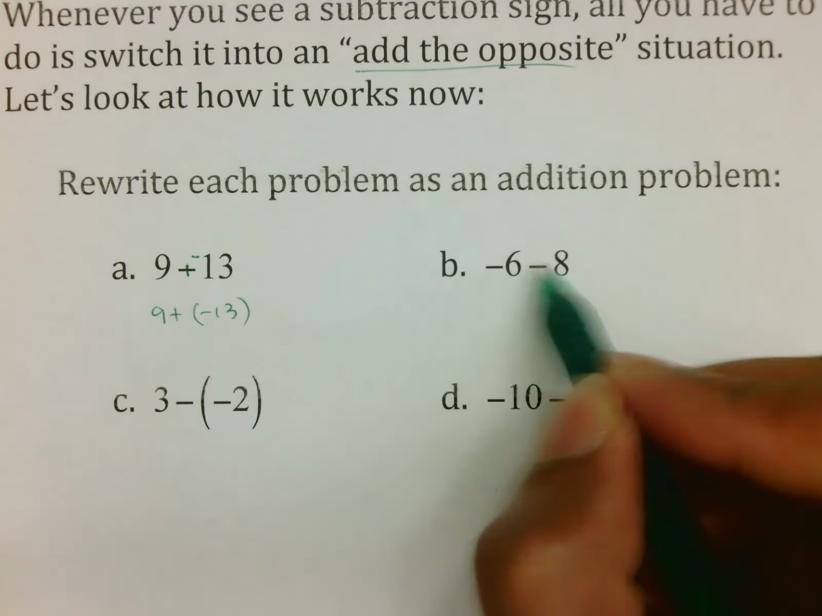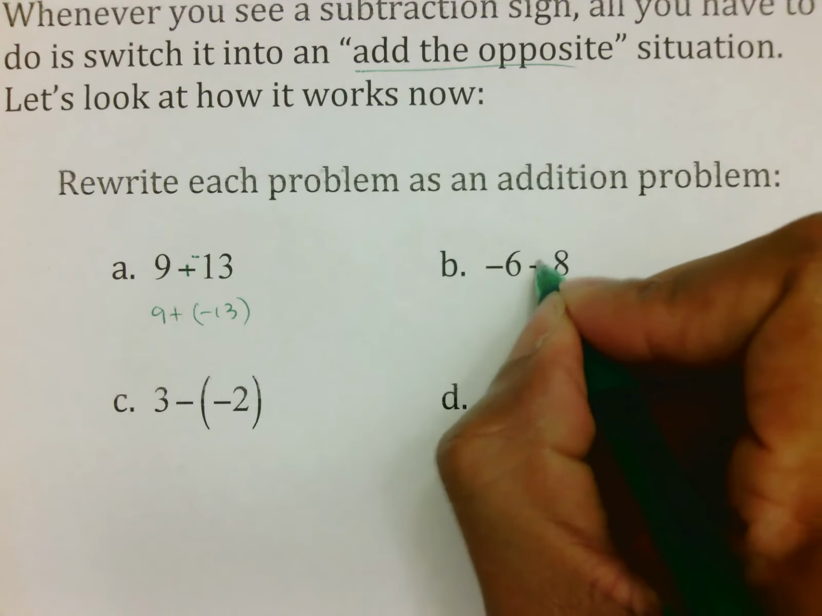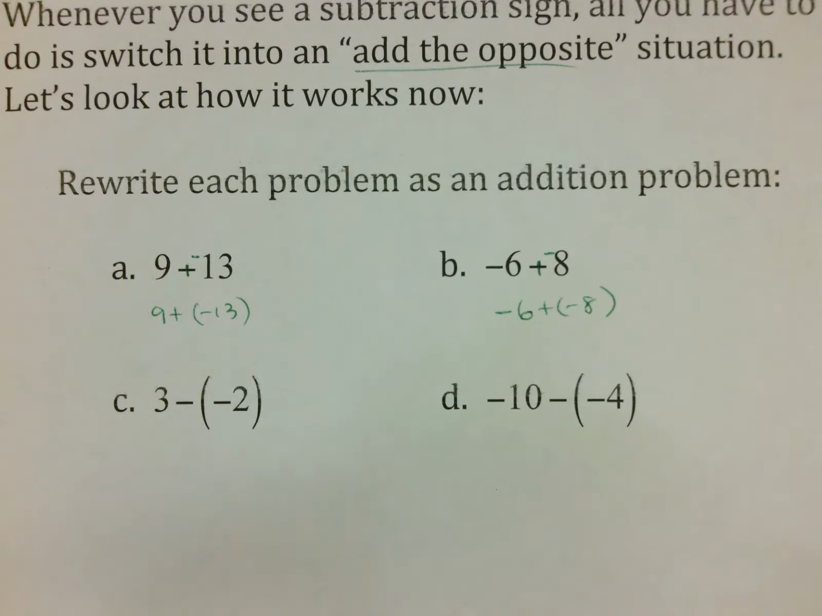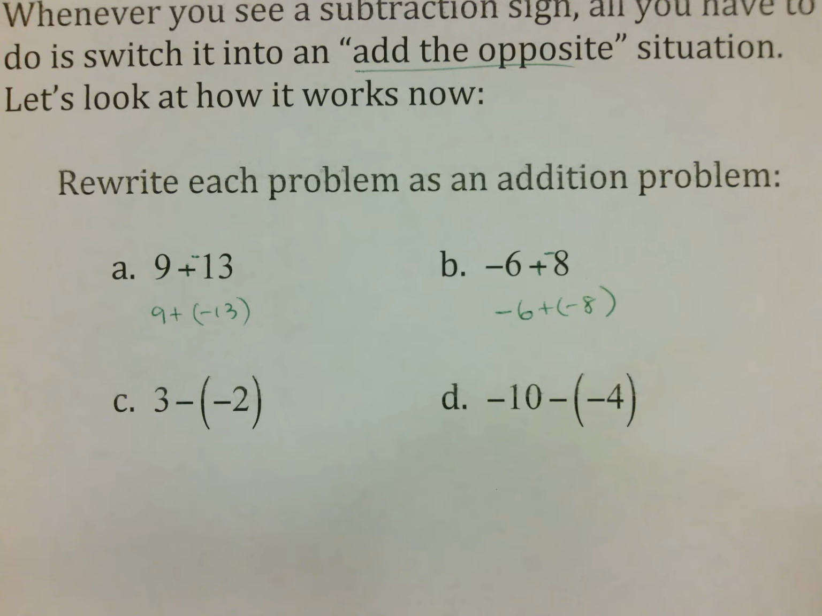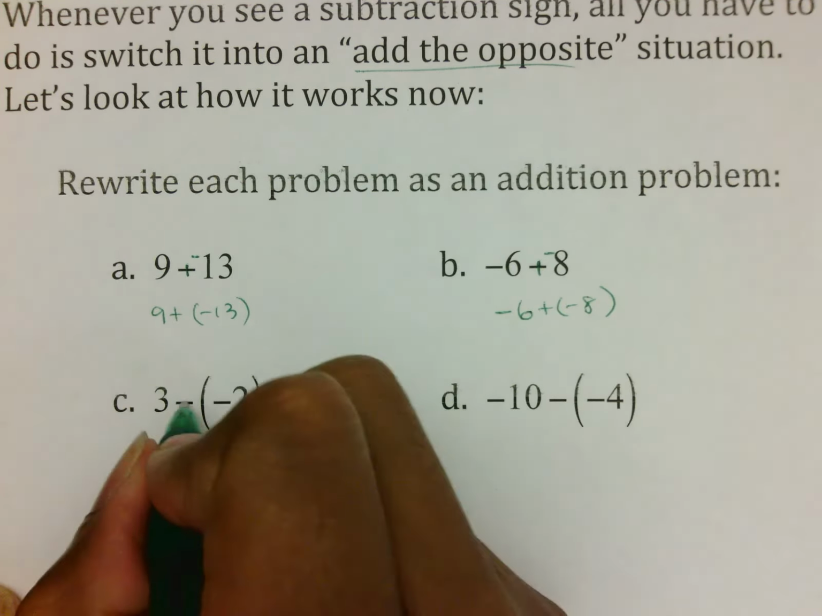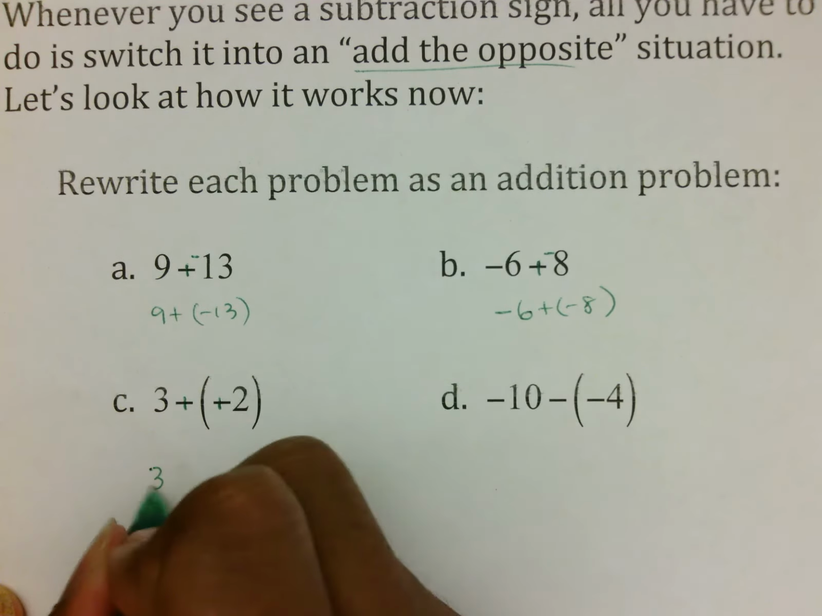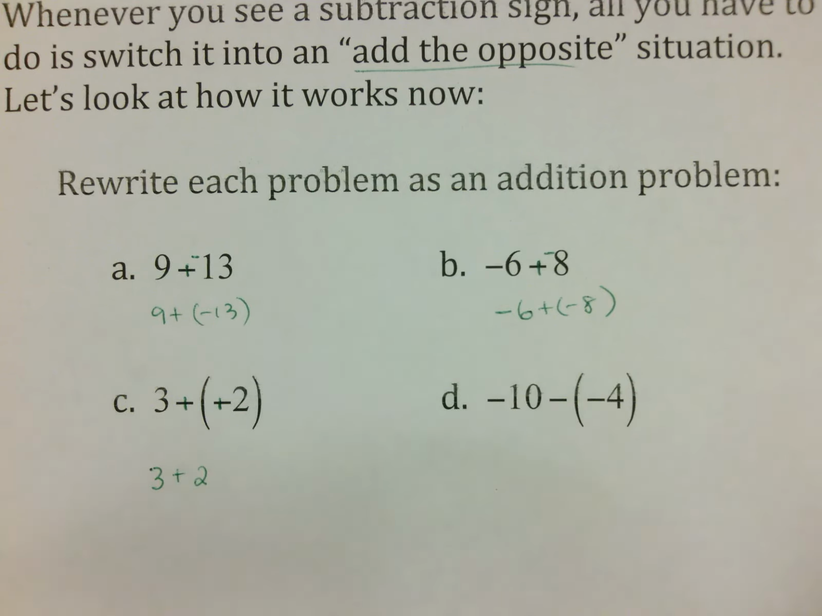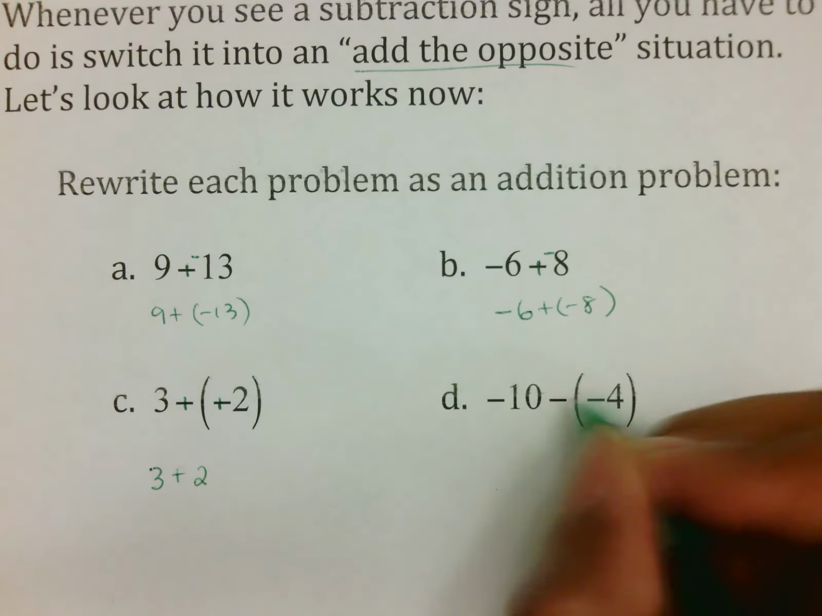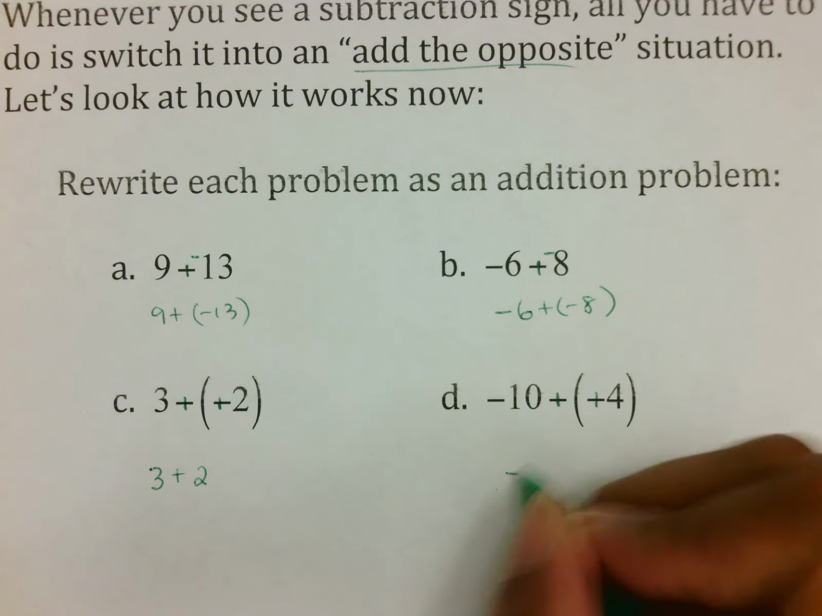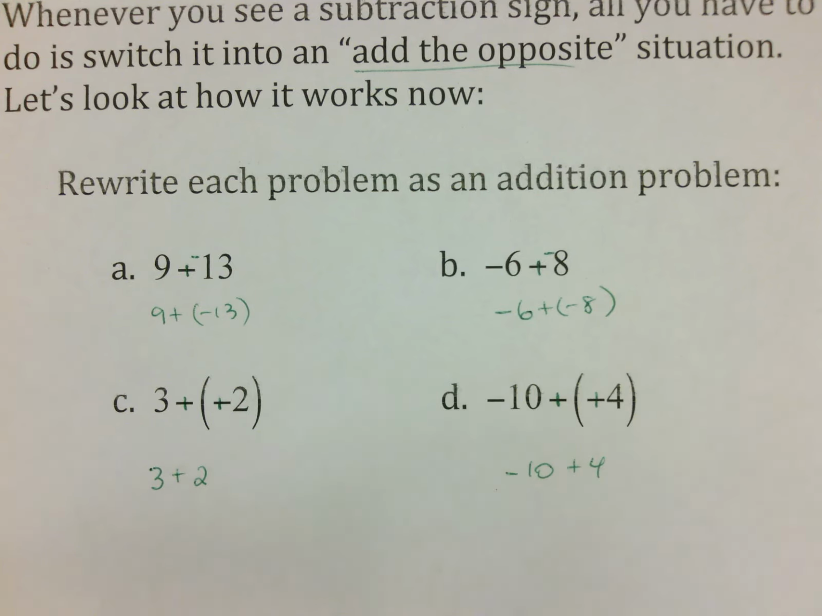This is -6 minus 8. Again, with the minus in between, switch it. Switch twice, so plus the opposite makes this -6 plus -8, which now is a true addition problem like what we're used to seeing yesterday. 3 minus -2, again, plus the opposite means now it's 3 plus 2, because there's no need to write 2 pluses, and that's a +2. Same thing here. -10 minus -4, plus the opposite, means it's -10 plus 4.